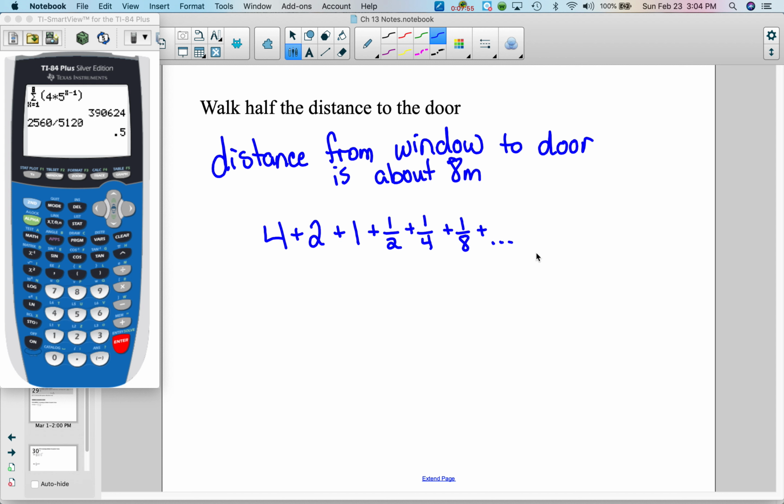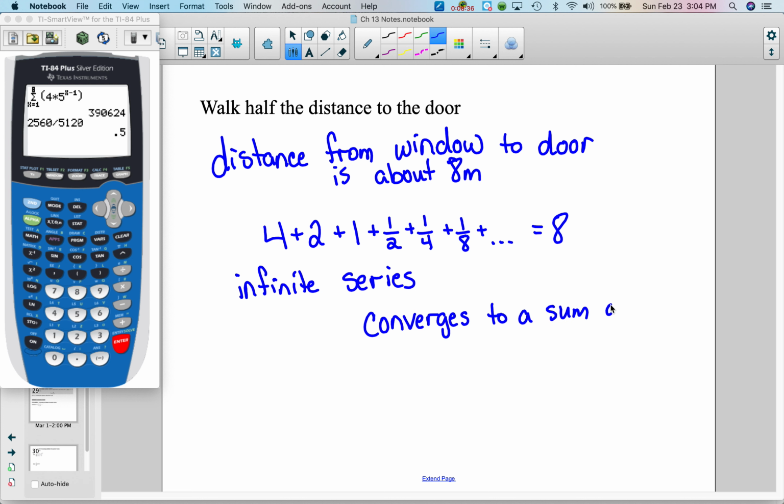Well, this sum could keep going. But yet we know that there is an answer, and the answer is 8. Because this never stops, you can always do another halfway. Physically, you'd be at the door, but theoretically, mathematically, you could continue to make smaller and smaller increments. So this is actually called an infinite series. Actually, we should say infinite geometric series, because it keeps going on and on. However, it converges to a sum of 8.